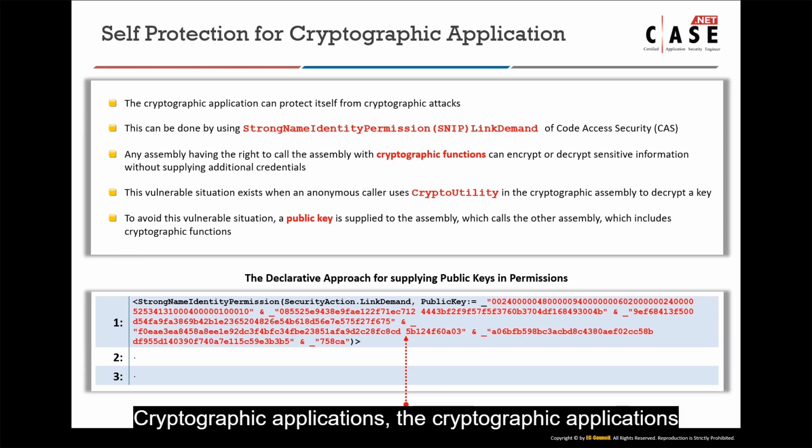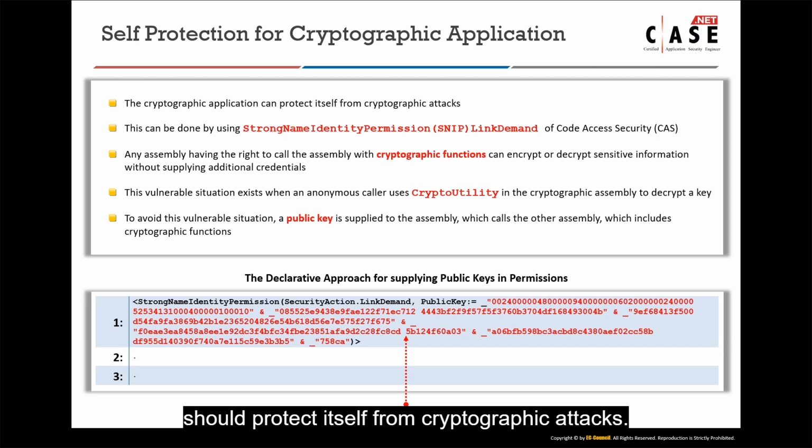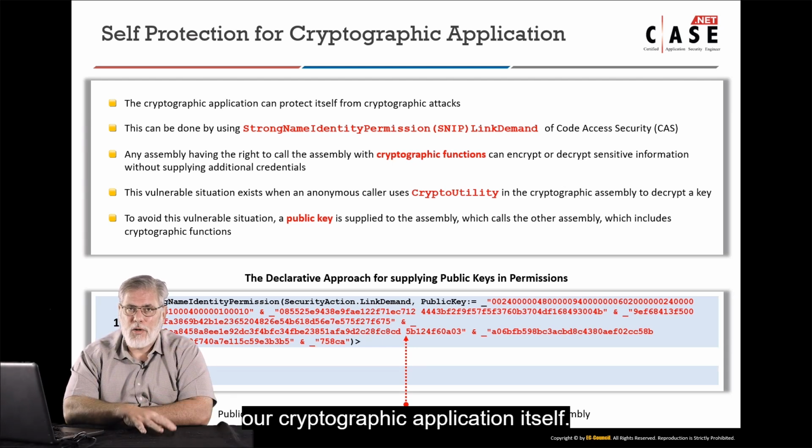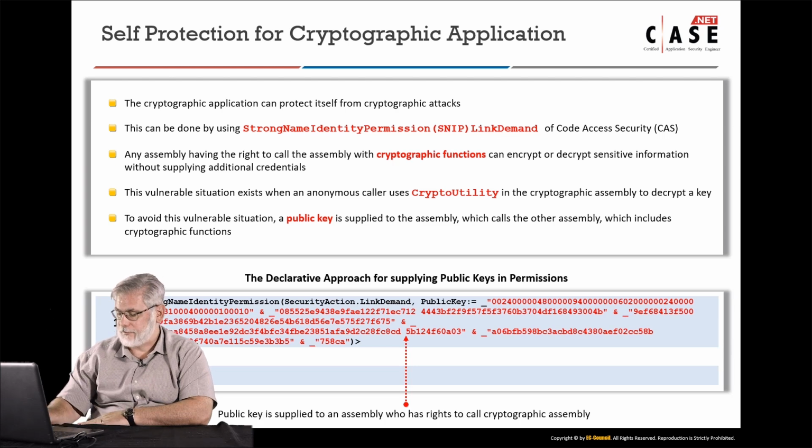Cryptographic applications. The cryptographic application should protect itself from cryptographic attacks. This should be obvious. So we use, first of all, the strong identity permission link demand. This is a way of ensuring that only certain people that are well authenticated can even access the cryptographic application. And we can see this done in code at the bottom of the screen you're seeing right now. This gives a public key, and we basically protect against someone attacking our cryptographic application itself.